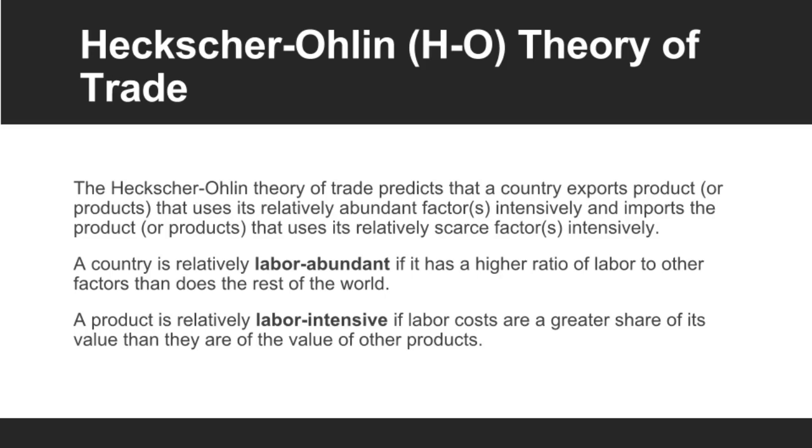A country is said to be relatively labor abundant if it has a higher ratio of labor to other factors than does the rest of the world. A product is said to be relatively labor intensive if labor costs are a greater share of its value than they are of the value of other products.